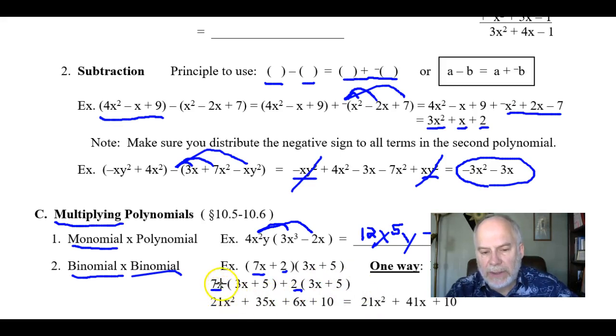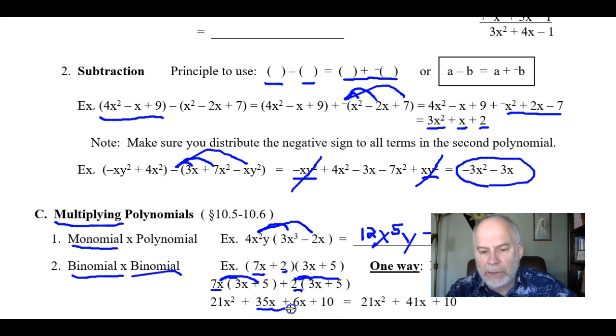So you're going to basically double distribute. You're going to distribute the 7x times that parentheses, and you're also going to distribute by multiplying the 2 times the second parentheses. So this gives us 21x squared. Make sure when you have x times x, it gives you x squared. And then 7x times 5 is 35x. And then 2 times 3x is 6x. And 2 times 5 is 10.